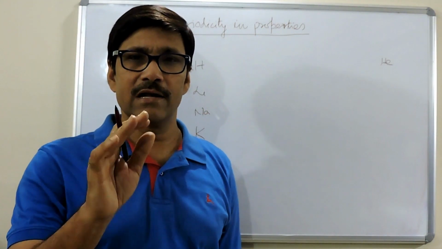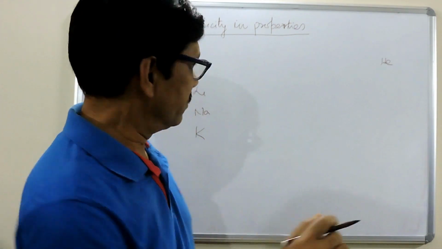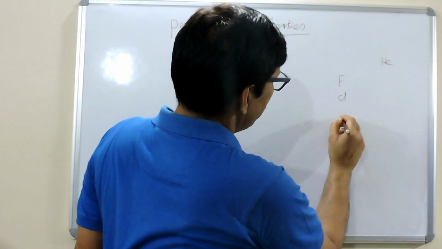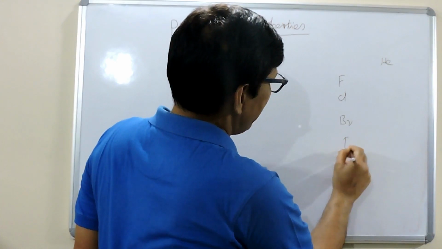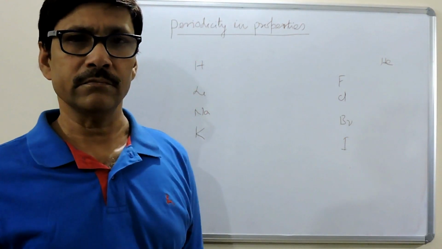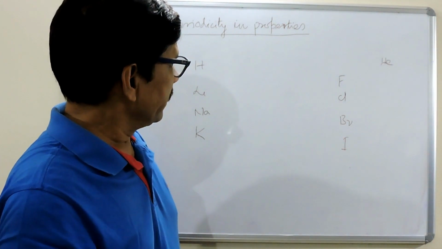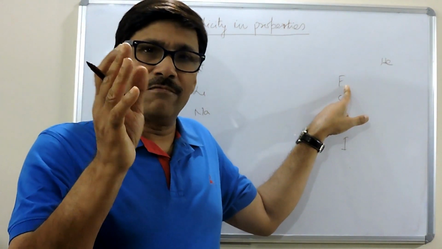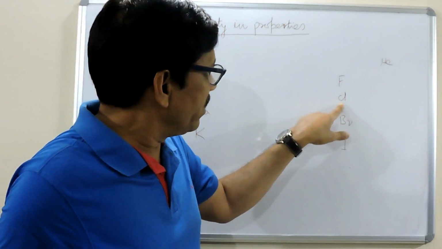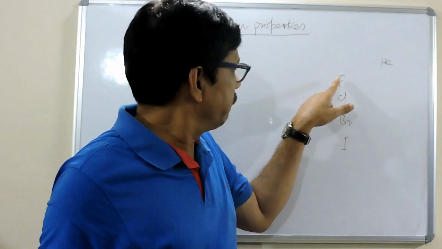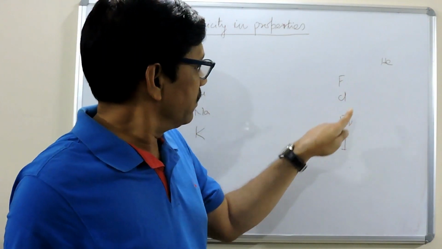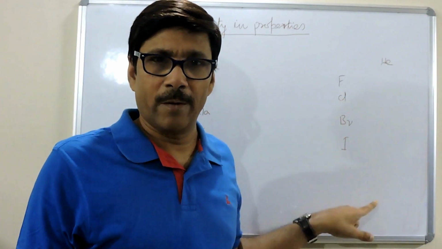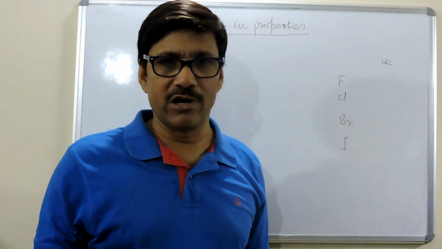Similarly, I am giving you another example, that is halogens, where we have fluorine, chlorine, bromine, iodine, astatine. So here also, if you start from fluorine, after an interval of 8 elements, chlorine will repeat the property of fluorine. Similarly, bromine repeats the properties of chlorine, and so on. So this is the meaning of periodicity.